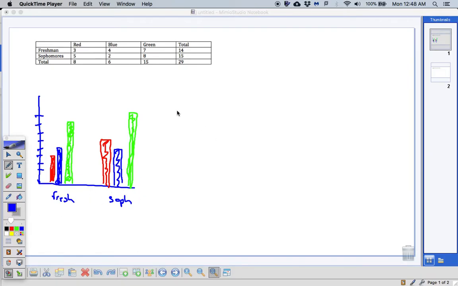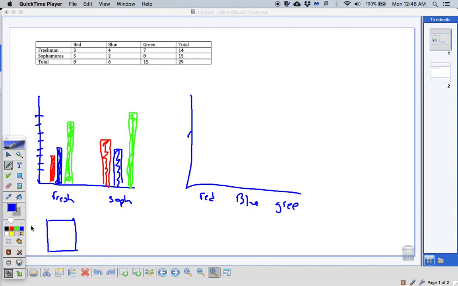Now, instead of doing it with freshmen and sophomores, we can take the same set of data, and this time we're going to do it with red, blue, and green. By the way, I said you need a key, and I forgot to make it. So you need a key, and our key is going to be red, blue, and green. And our red is going to be colored in red, our blue is going to be colored in blue, and our green is going to be colored in green. So make sure you have a key that tells me what these are. This one was quite obvious, but if it's not, make sure you have it.